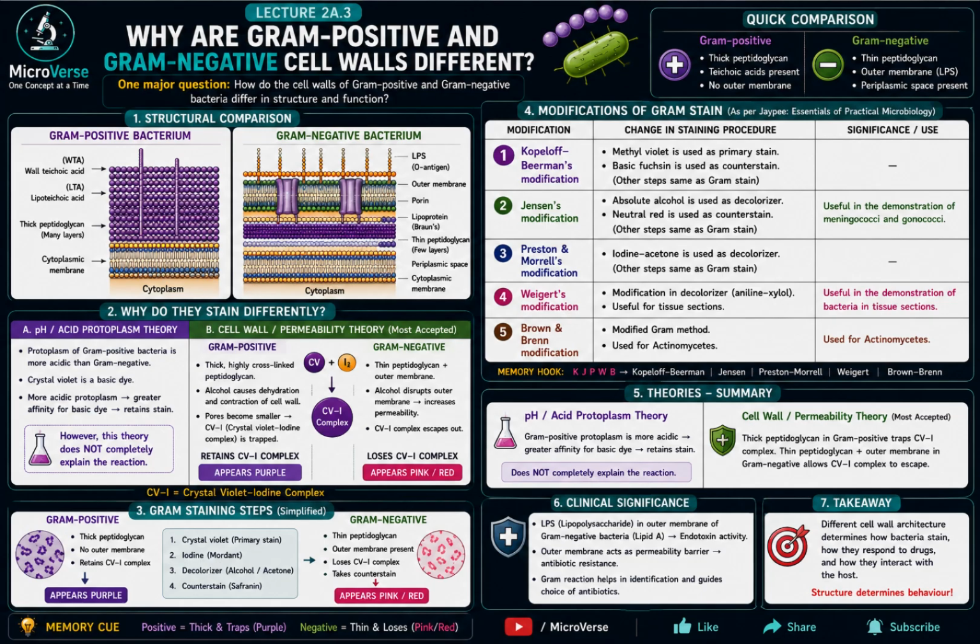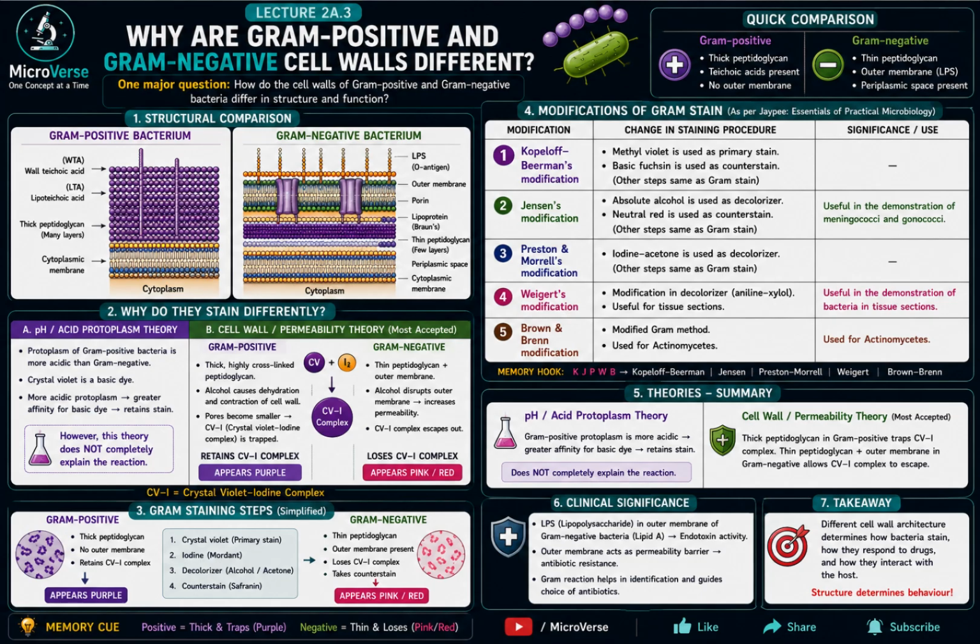Gram negative bacteria have a thin peptidoglycan layer, a periplasmic space, an outer membrane, lipopolysaccharide, and porins. So their envelope is more complex. Cytoplasmic membrane, then periplasm with a thin peptidoglycan, and last outer membrane. The most clinically important component of lipopolysaccharide is lipid A. Lipid A is responsible for the endotoxic activity of gram negative bacteria.